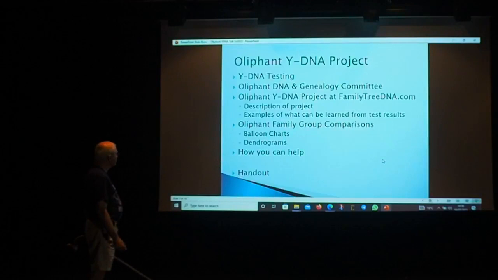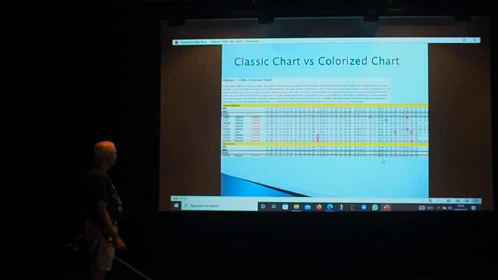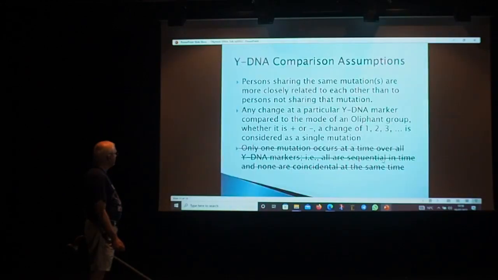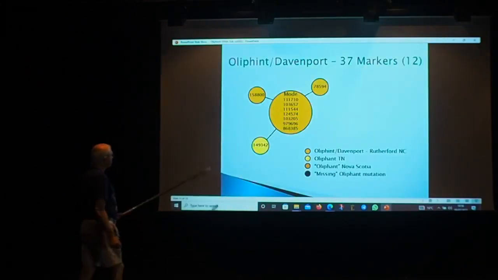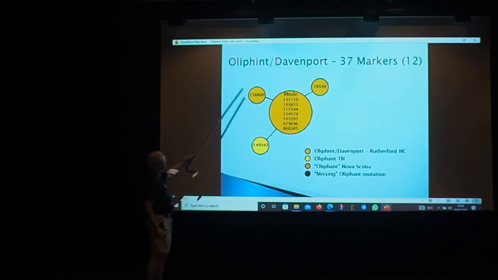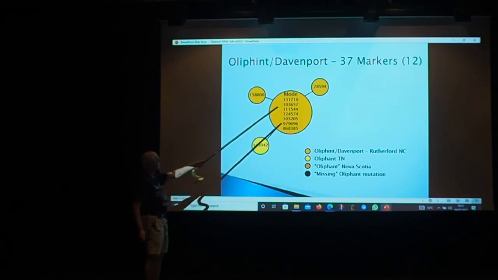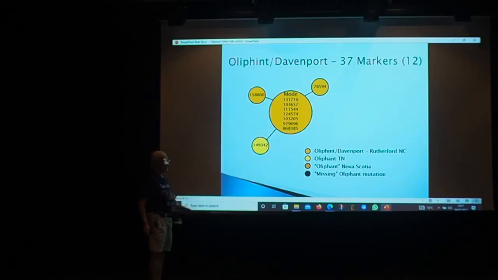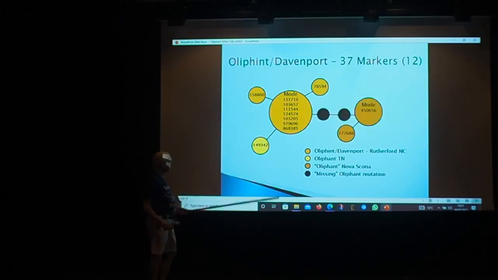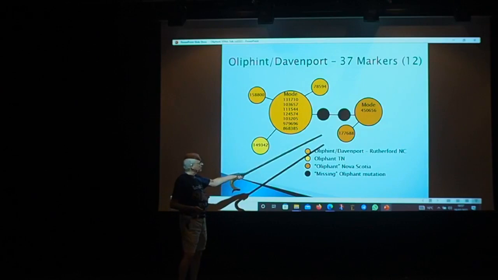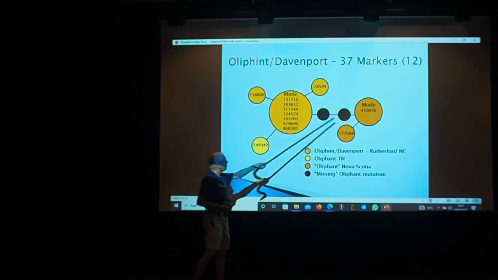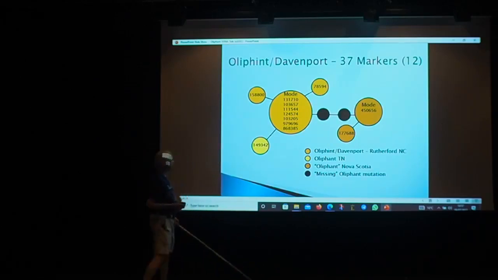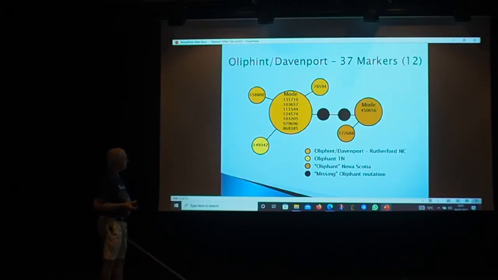So I want to go to the next chart. Yeah. So this is what I came up with. This is for the Oliphant Davenport group, and at 37 markers, we have 12 people in that group now. Seven of those people have exactly the same, they have no mutation compared to the mode for that group. And three of them have a mutation of just one. And then there's a group that's closely related, the Nova Scotia Oliphant, and there are only two people in that group. And the mode is a genetic distance of 3 from the mode of the Oliphant Davenport Oliphant.